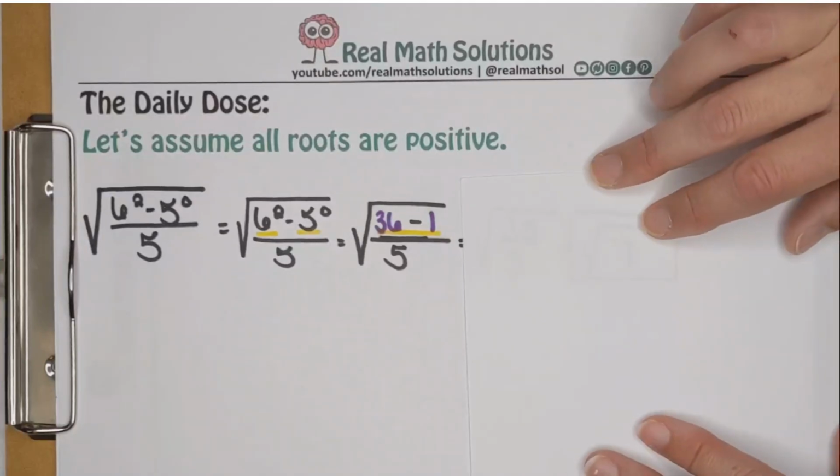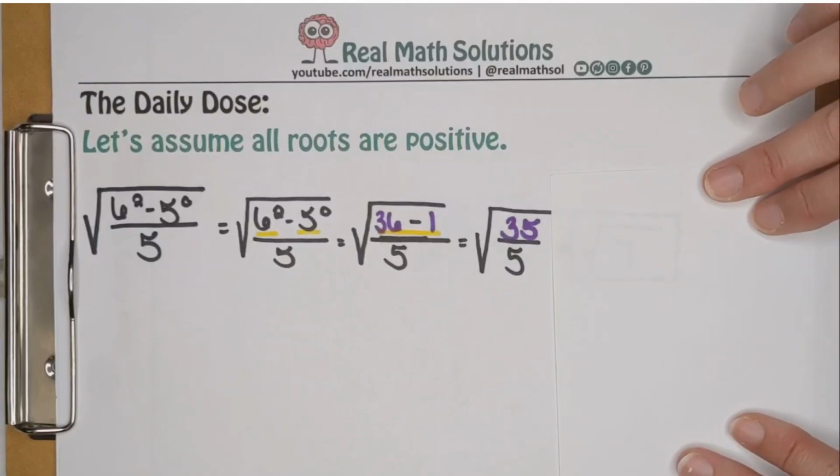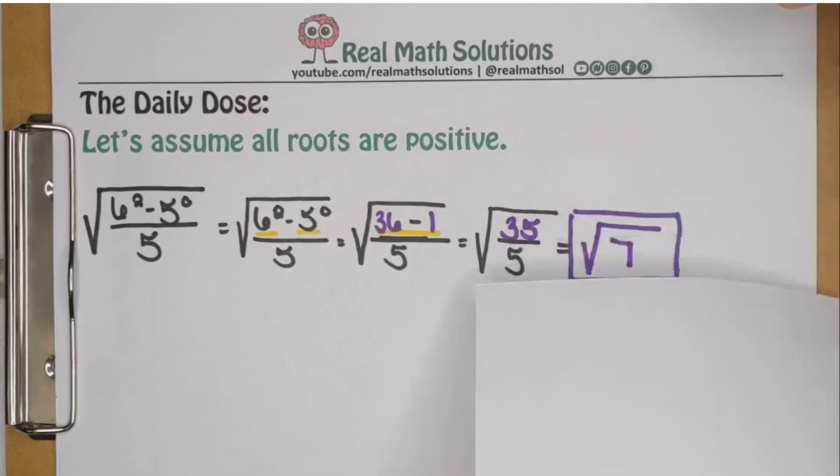From there, we can continue to simplify our numerator by subtracting. 36 minus 1 is 35, and then we can divide. 35 divided by 5 gives me 7. 7 is both prime and not a perfect square, so we're simply going to leave our value as the square root of 7.